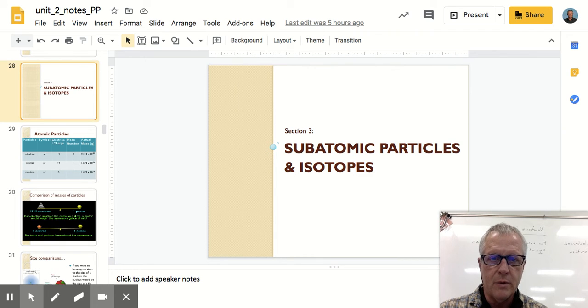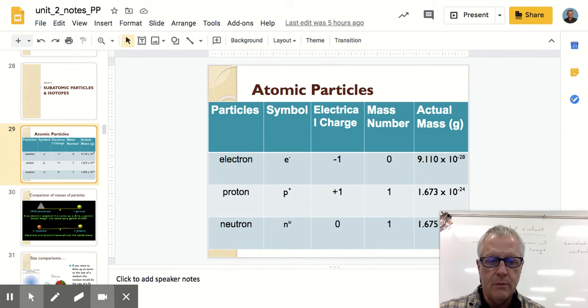Hey, biochemistry students. These are the ideas for section 3, subatomic particles and isotopes. And when we look at the slideshow here for section 3, some things stand out.